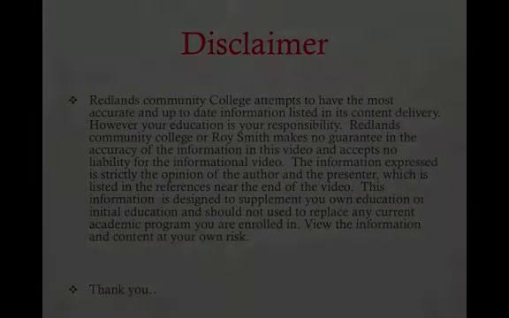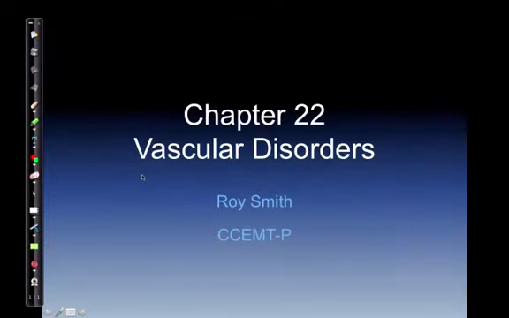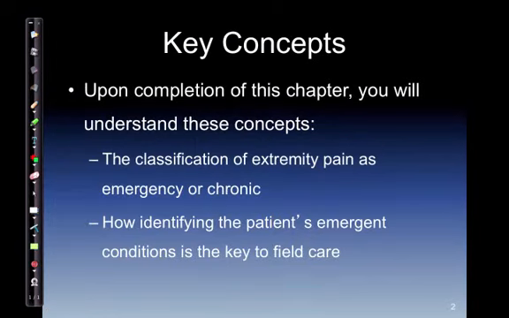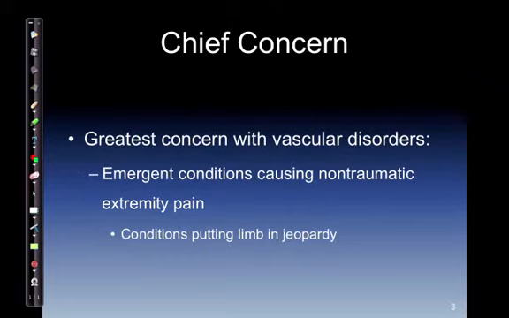Thank you. This is going to be Chapter 22, Vascular Disorders. Key concepts. Upon completion of this chapter, you will understand the classification of extremity pain as an emergency or chronic condition, and how identifying the patient's emergency conditions is key to field care. Chief concern. Greatest concerns with vascular disorders are emergent conditions causing non-traumatic extremity pain, conditions putting the limb in jeopardy.